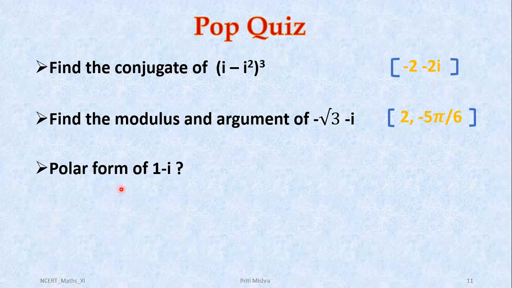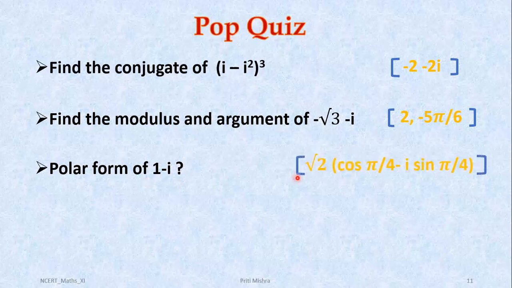Then write the polar form of 1 minus i. Yes, you have to do it. And its answer is square root of 2 into cos pi by 4 minus i sin pi by 4.